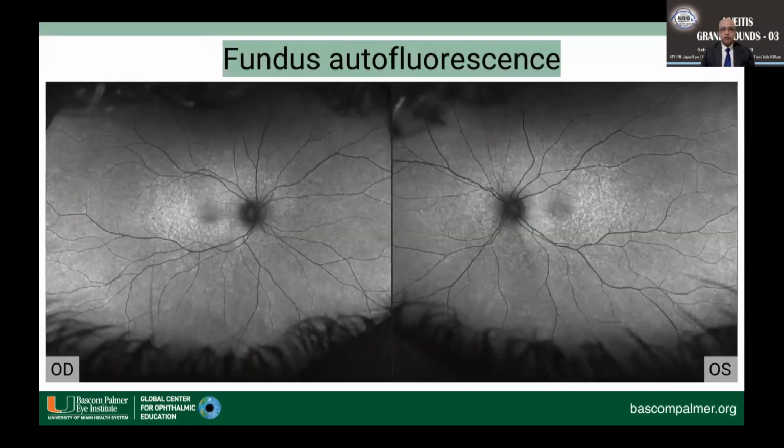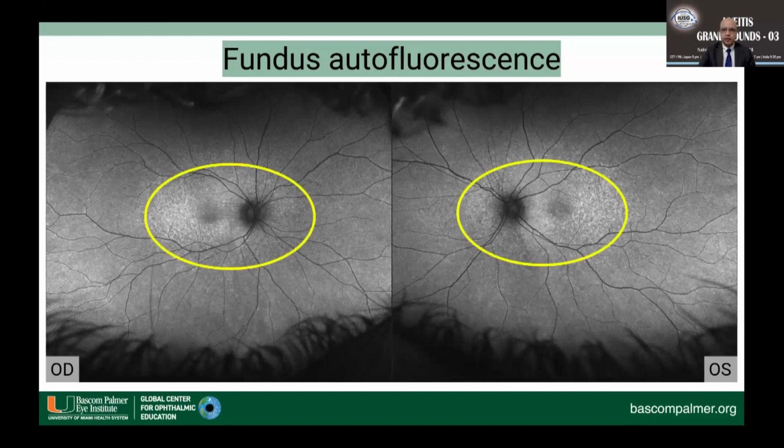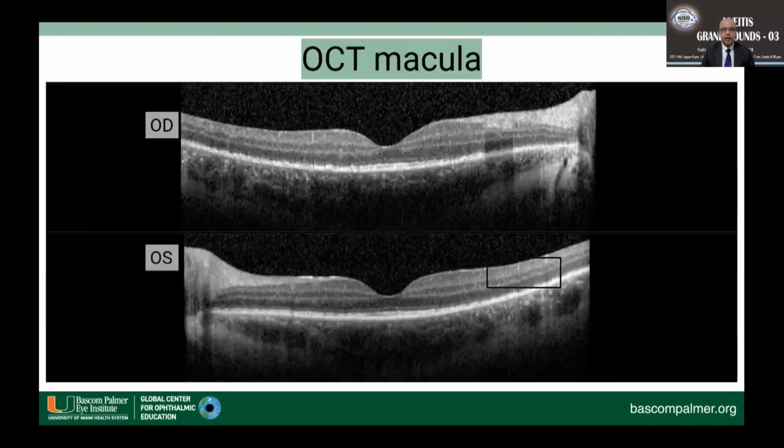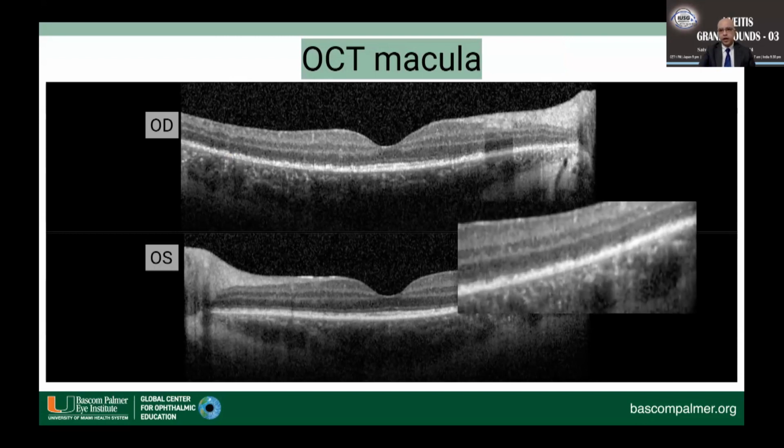This is the fundus autofluorescence of the right and the left eye, where you can see a particular pattern of perifoveal mixed hyper and hypo granularity in the autofluorescence in both eyes. This also aligns with the OCT macula image of the right and the left eye, where you can see perifoveal loss of the outer retinal layer with disruption of the ISOS junction and deposition of hyperreflective material in the RPE. Also, there is hyporeflectivity of the choriocapillaris.